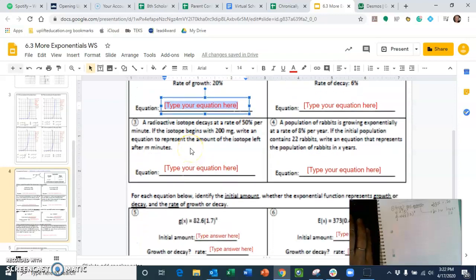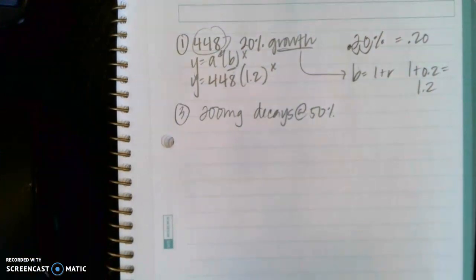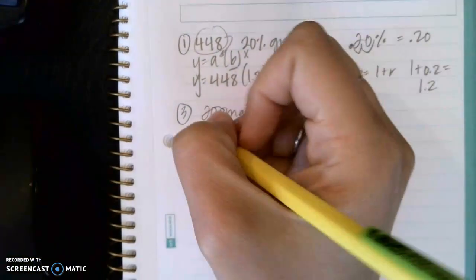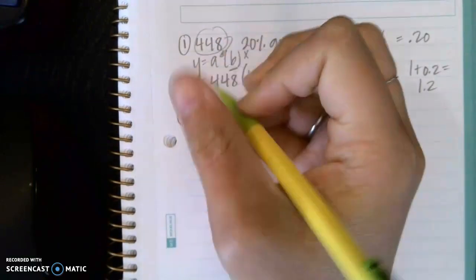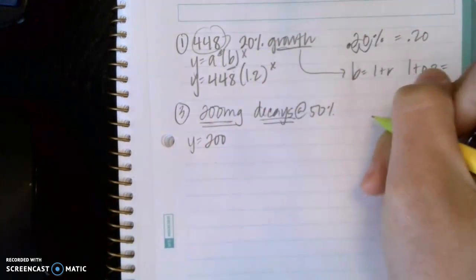All right. Excuse me. It says a radioactive isotope, I'm going to do the odds, decays at a rate of 50% per minute if the isotope begins with 220 milligrams. Write an equation. Okay, so now going back to my notes, going back to my scratch work here, it says that it starts out at 200 milligrams. That's going to be my initial amount. So y equals 200 is going to be my starting point. And it decays at 50%.